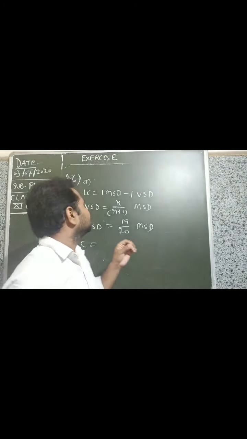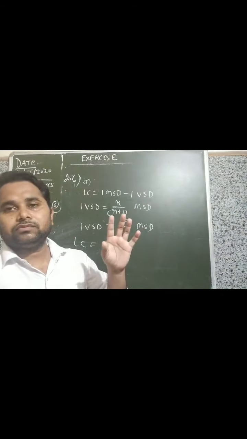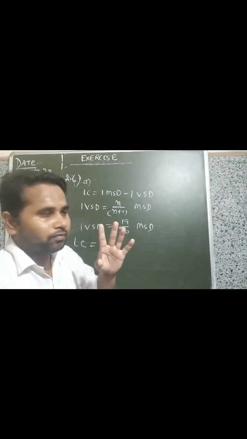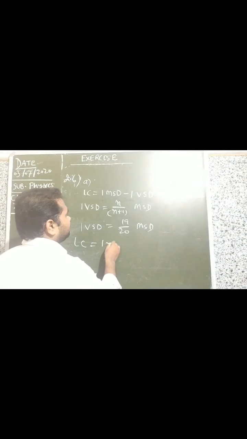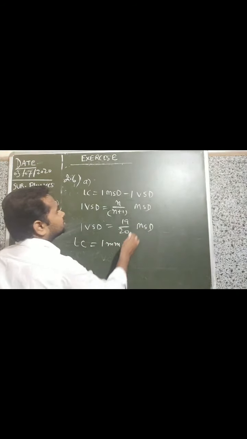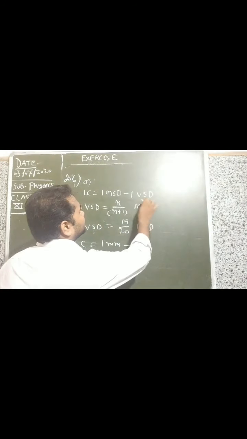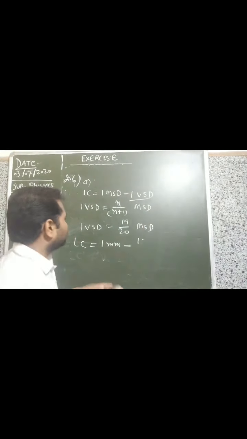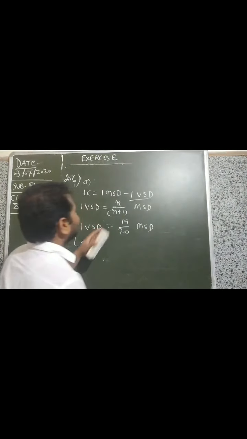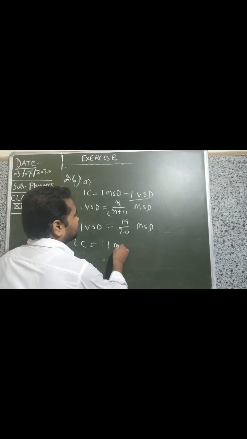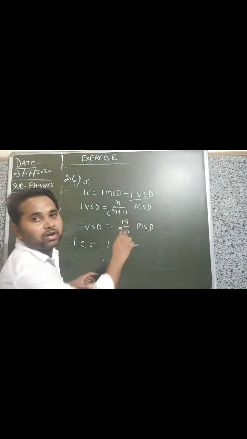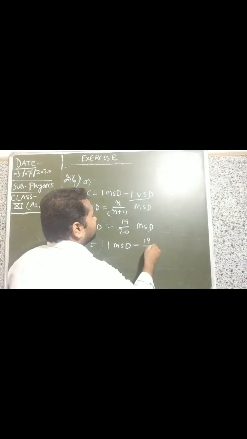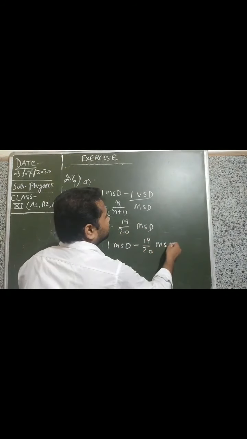We see here that the main scale division is 1 mm. So 1 mm minus 1 VSD, where 1 VSD is 19/20 MSD. Let's solve first, after that we will put the value of MSD. So 1 MSD minus 1 VSD is 19/20 MSD.